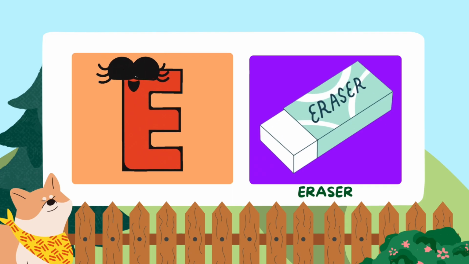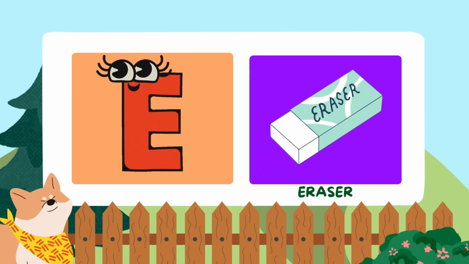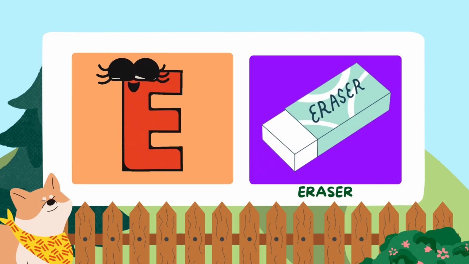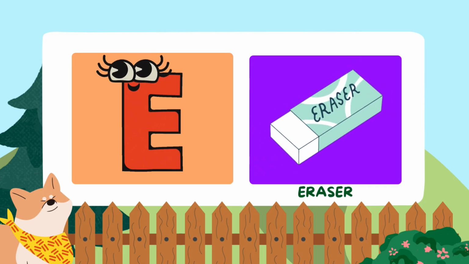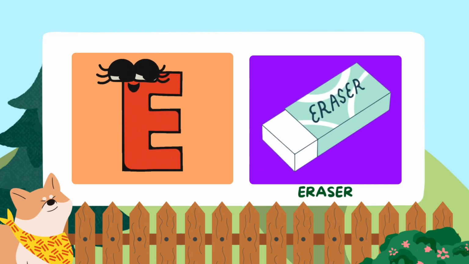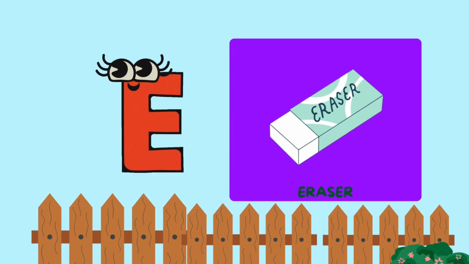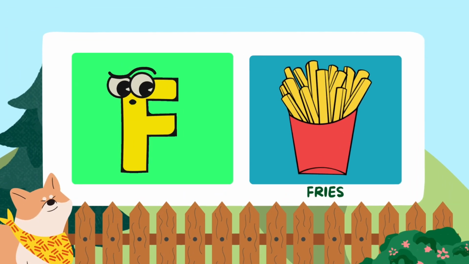Now next alphabet is E. E for eraser. E, R, A, S, E, R. Eraser. Pencil eraser. Right kids?